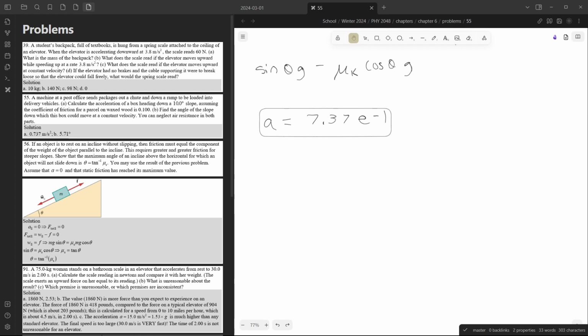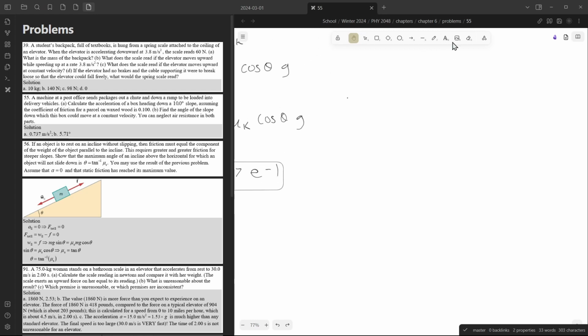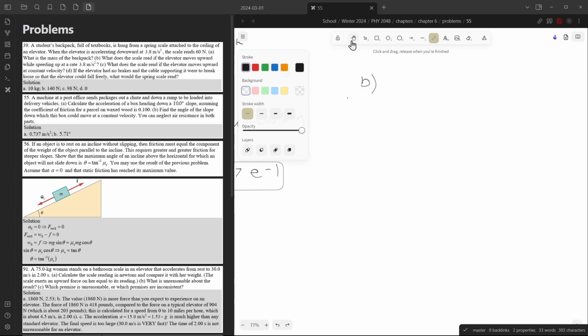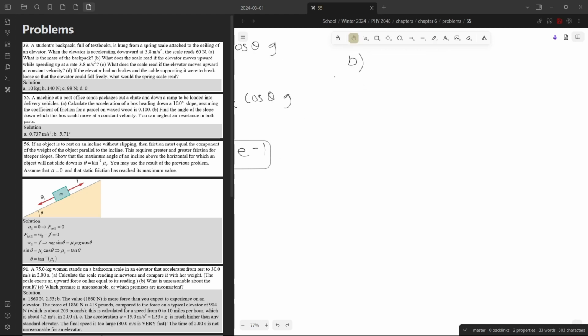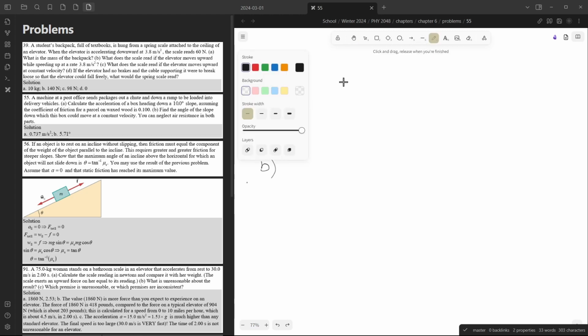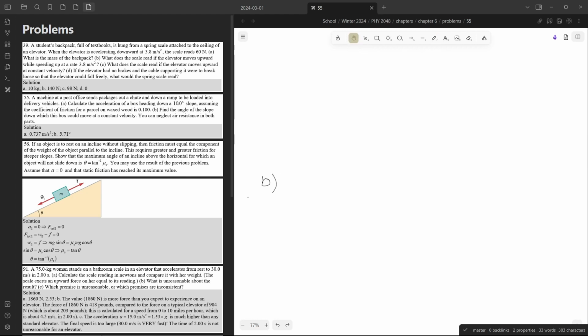Alright, so that's part A. Let's go ahead and do part B. Part B says, find the angle of the slope down which this box could move at a constant velocity. You can neglect air resistance in both parts. Again, we're just using accelerations here. Whenever it says find the angle with any problem, you're most likely going to have to take the inverse of some trigonometric function, right?